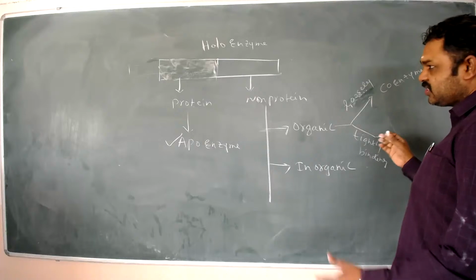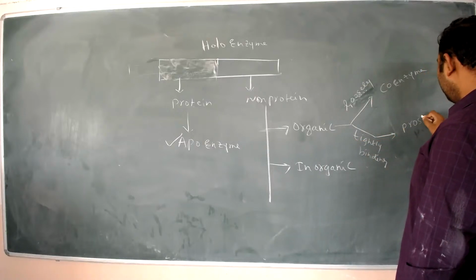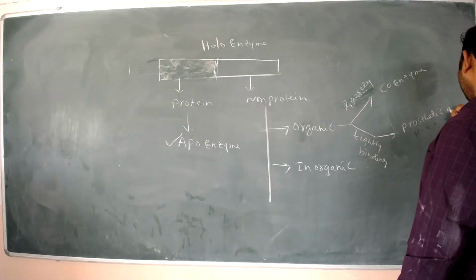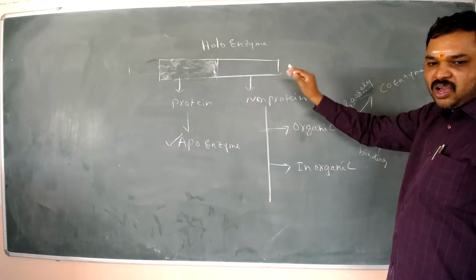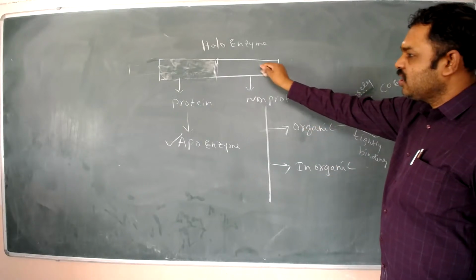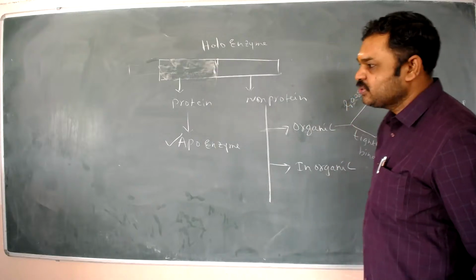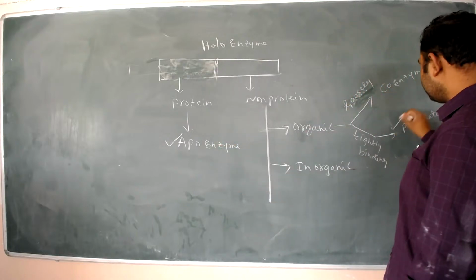If the organic composition is tightly binding, what is it called? A prosthetic group. What is meant by prosthetic group? If the non-protein part made with organic composition is tightly bound to the apoenzyme, it is called the prosthetic group.